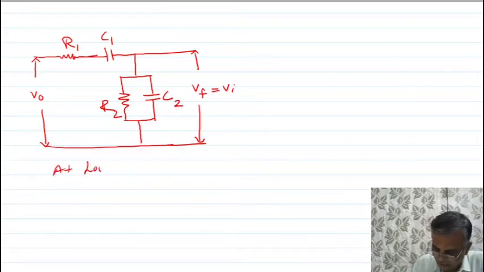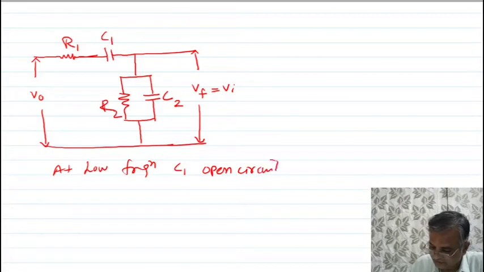Remember, at low frequency, capacitor C1 works as an open circuit, so output is 0. There is no output. At low frequency, this capacitor C1 works as an open circuit, so the output of this bridge is 0. That is, Vf is 0, meaning Vi is 0. I am talking ideally. Practically, you will get some output, but not too much. So it can be considered as 0.